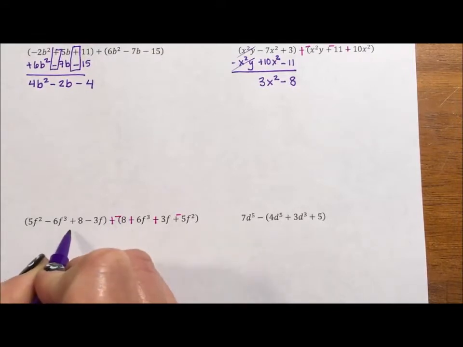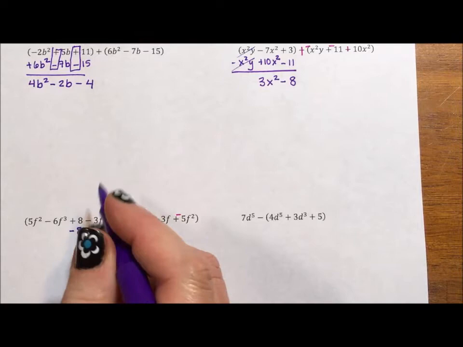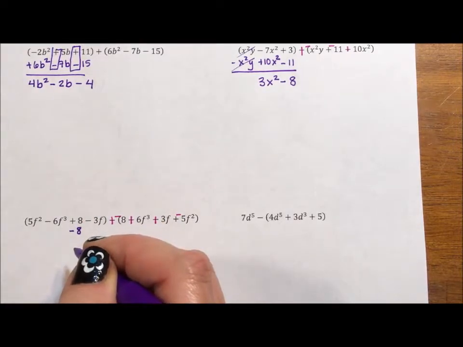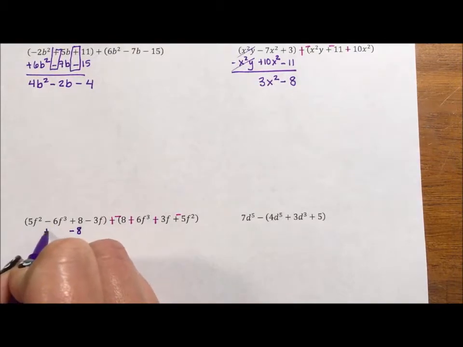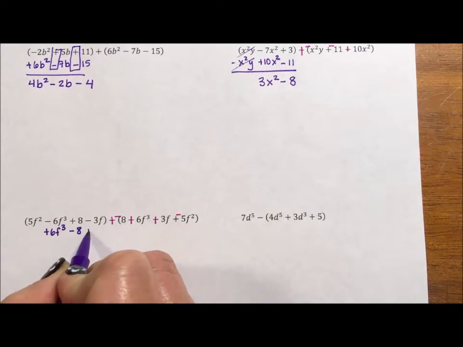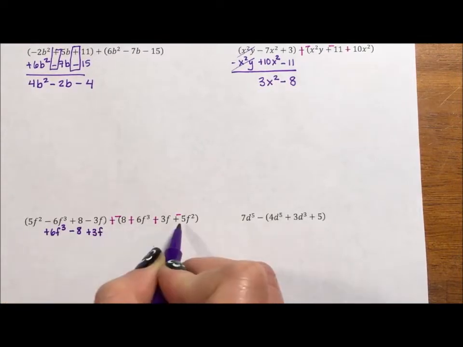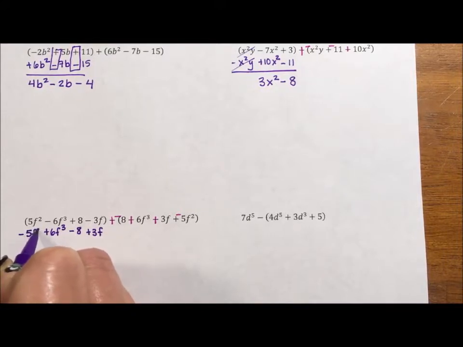I'm going to line my negative 8 up with my positive 8. If I stack my like terms, I'm more likely to get the right answer. The 6f cubed, I'm going to line up with the 6f cubed. The 3f, I'm going to line up with the 3f. And the 5f squared, I'm going to line up with the 5f squared.